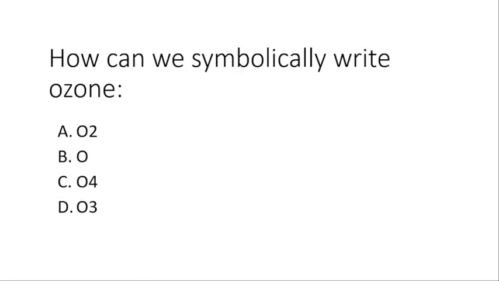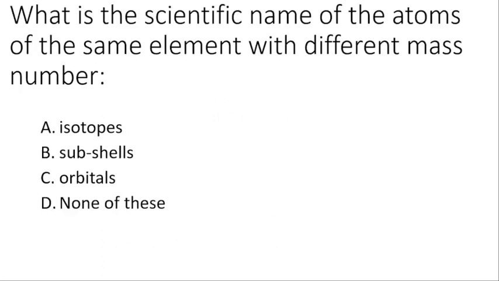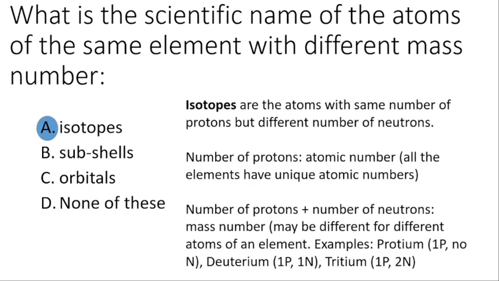Second question, how can we symbolically write ozone? And the correct answer would be O3. Ozone is a triatomic allotrope of oxygen. Next question, what is the scientific name of the atoms of the same element with different mass number? The correct answer is isotopes. These are the atoms with same number of protons but different number of neutrons.